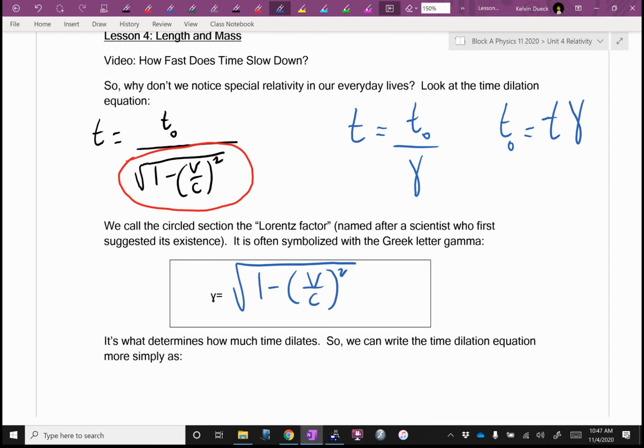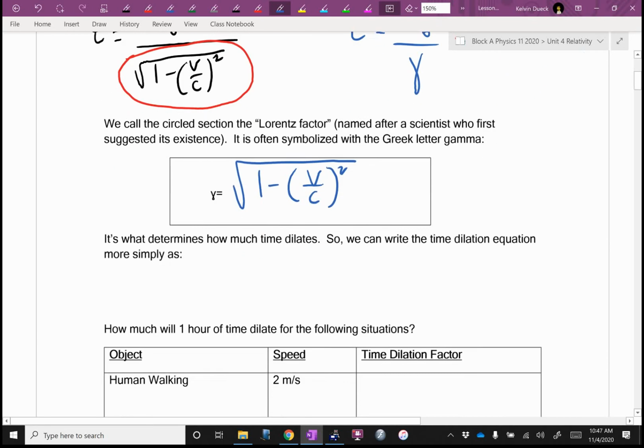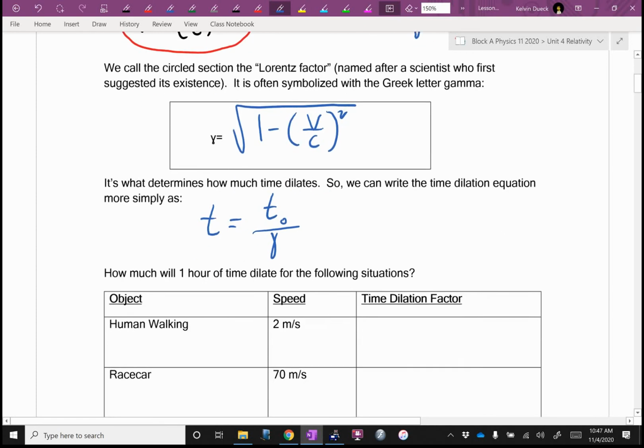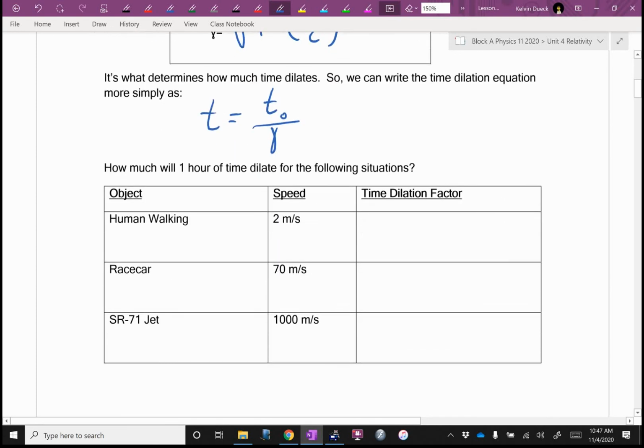It's this Lorentz factor that determines how much time dilates. Here's where I said we can write the time dilation equation much more simply as T equals T0 over the little gamma. So, how much will 1 hour of time dilate for each of the following situations?